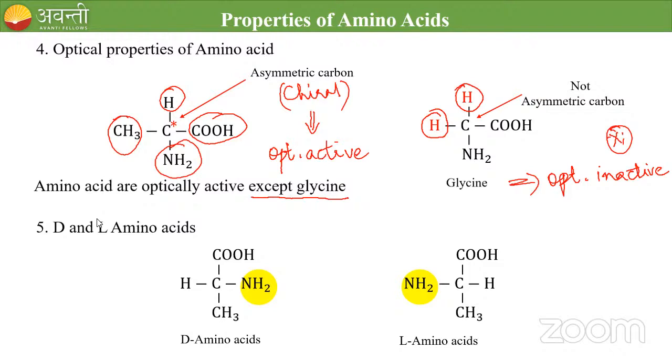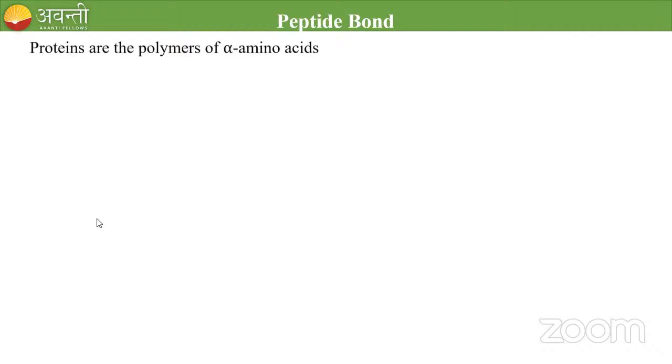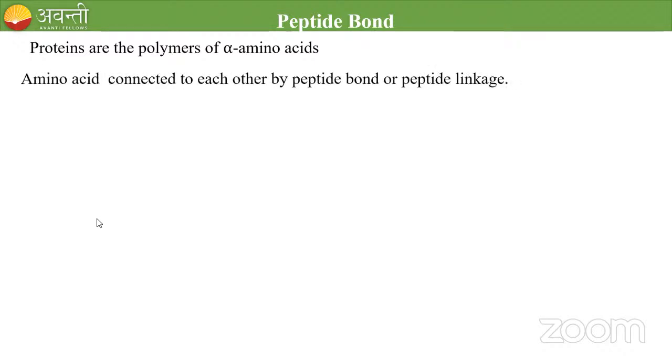Now let me discuss the peptide bond. Peptide bond in protein. Okay. Proteins are the polymers of alpha amino acids. This is a statement I discussed in the beginning of protein, right? In the beginning of amino acid, I gave this statement. Proteins are the polymers of alpha amino acids. And now the amino acids are connected to each other by peptide bond or peptide linkage.